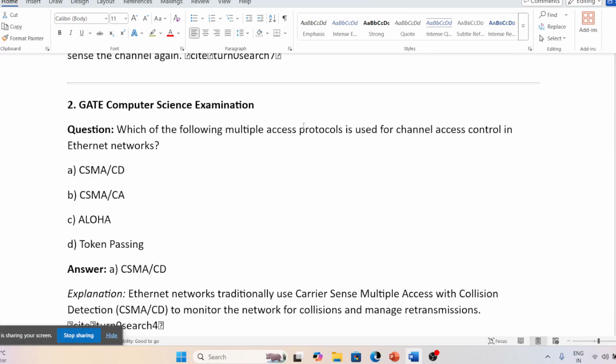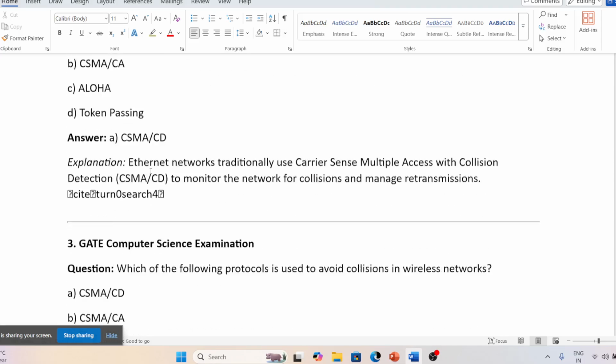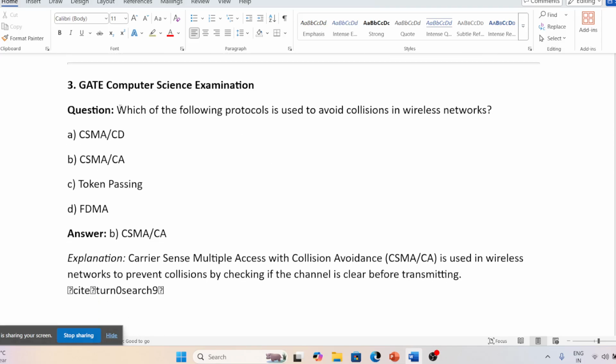Which of the following multiple access protocols is used for channel access control in Ethernet? In Ethernet, we see CSMA/CD is used. Then which of the following protocols is used to avoid a collision in wireless networks? In wireless networks, it will be CSMA/CA.